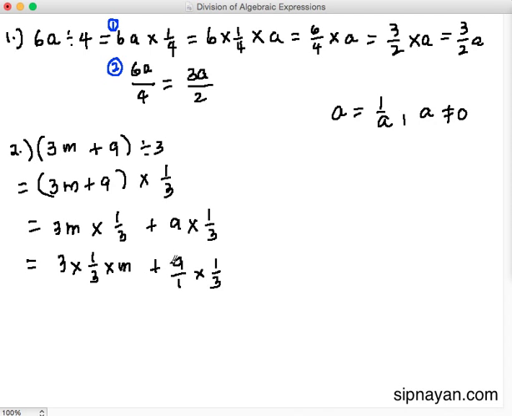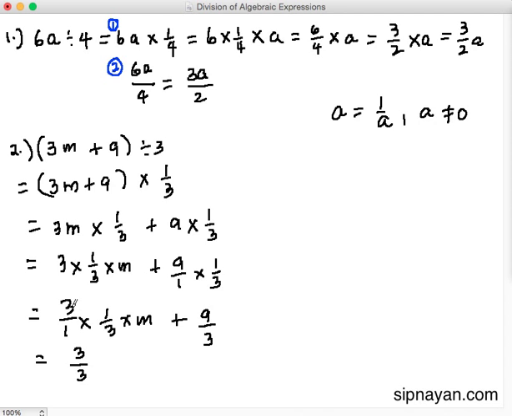So, ang whole number, pwede natin siya lagyan ng over 1. So, this becomes 3/1 also times 1/3 times m plus, ano ang 9/1 times 1/3? Pag nag-multiply tayo ng fraction, i-multiply lang natin yung numerator. So, 9 times 1 is 9. And then, yung denominator, i-multiply din natin. Magiging 3. 1 times 3 is 3.